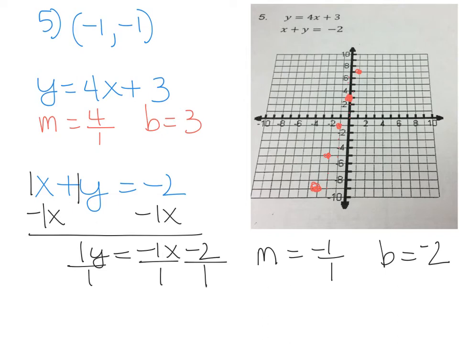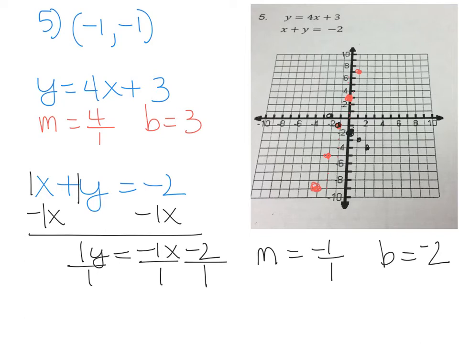So I'm going to go to my y-intercept at -2. Then I'm going to go down 1, right 1, down 1, right 1. That's not going to do me any good. I'm going away from the red line. So I need to go back to my y-intercept and do the opposite. So I'm going to go up 1, left 1, up 1, left 1.